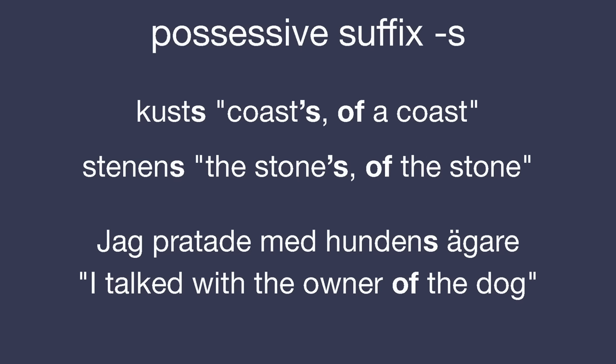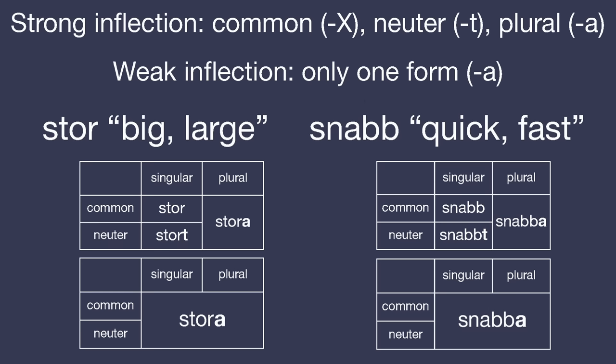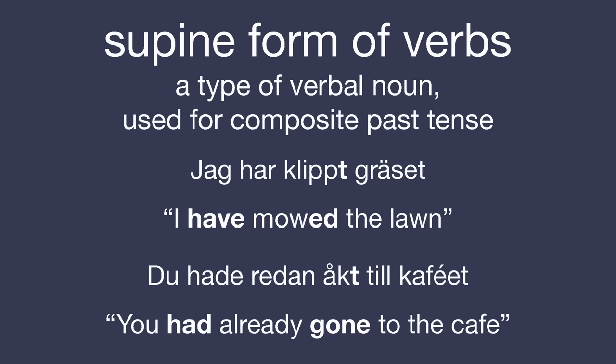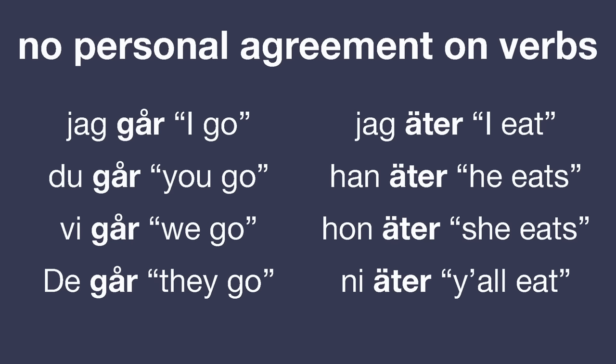Swedish has a possessive suffix s, commonly classified as a clitic instead of a genitive case. With strong inflection, Swedish adjectives agree for if a noun is common gender, neuter gender, or is plural, but attributive adjectives have only one form in the weak inflection. Swedish has a supine form of verbs, a type of verbal noun, which is also used for some compound verb forms. There is absolutely no personal agreement for verbs, so verbs stay the same regardless of the subject.